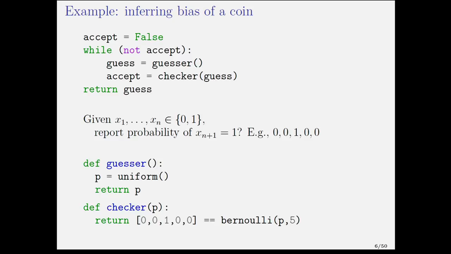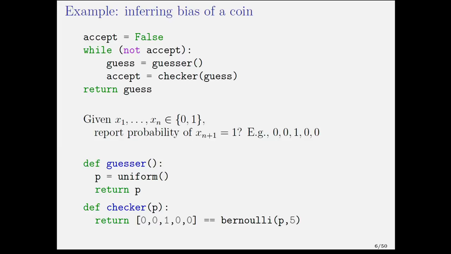This notation here means generate 5 Bernoullis and put them in a list. I had different notation for that a few slides ago, but imagine I had this simpler notation. So this is going to generate 5 Bernoullis, put them in a list, and then the checker is going to accept exactly when this simulation generates the data that I actually have in hand.